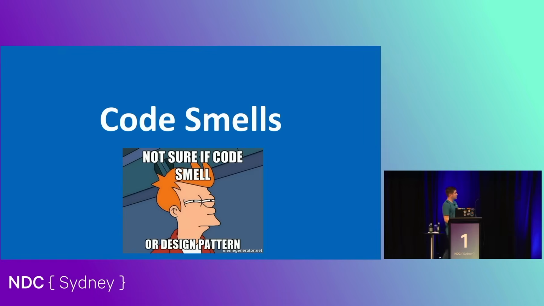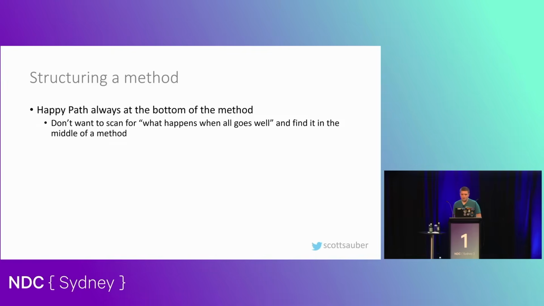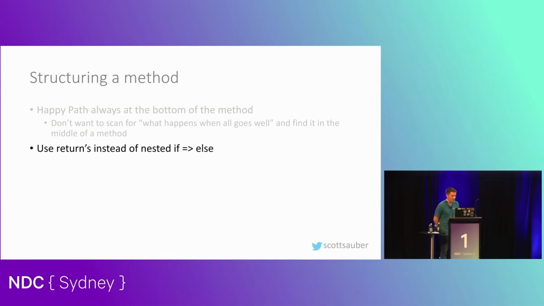All right, let's move on to code smells. When we're talking about structuring a method, what I like to do is always have the happy path, whatever happens when everything goes right, at the bottom of a method. I don't want to have to look in the middle of the method and wonder, oh, what happens here? Do I save it to a database? Do I send an email? Do I publish a message to a queue? What happens when everything goes well? I always want the happy path to be on the bottom. To achieve this, I use early returns instead of nested if-else statements. We'll take a look at that here in a second.